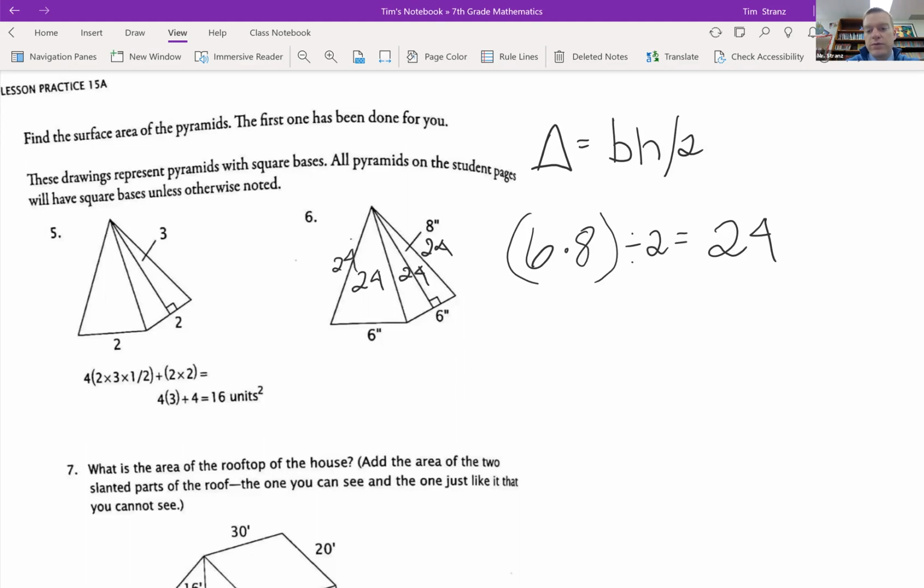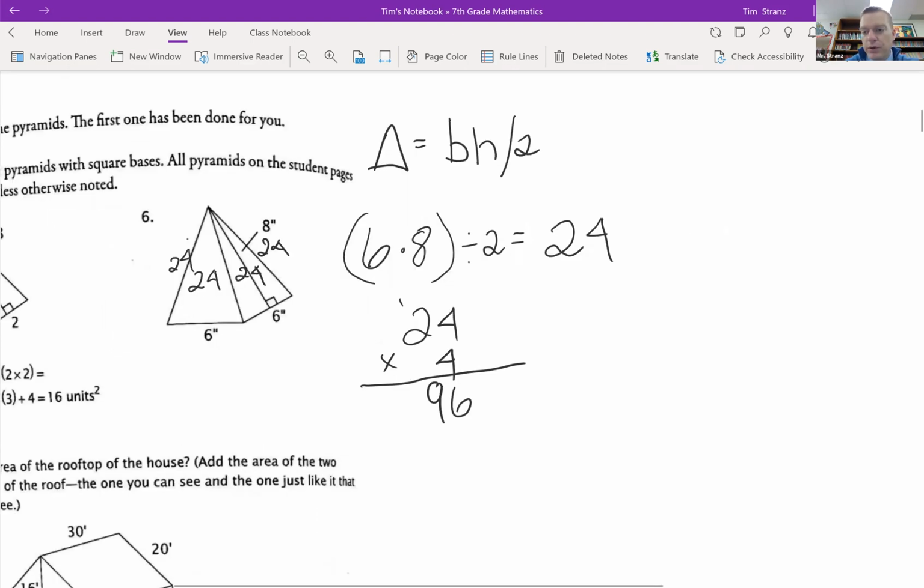Okay, so if we do 24 times 4, it's going to give us all the faces. 4 times 4 is 16. That's 8, so 96. Okay, so we know all the faces is 96. So I'm just going to put a little 96 over here to remember that. Okay, there's one last thing we have to do.